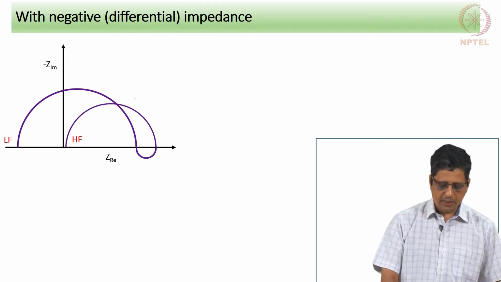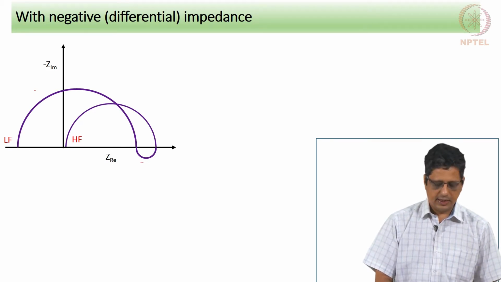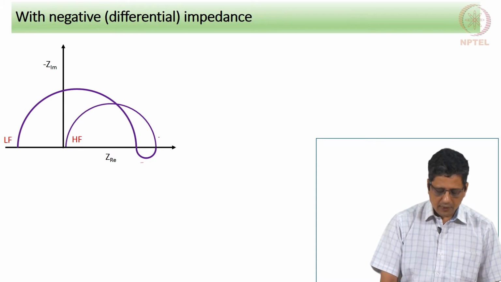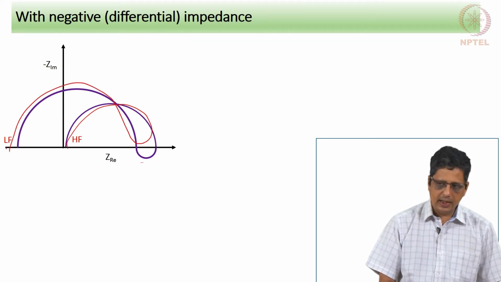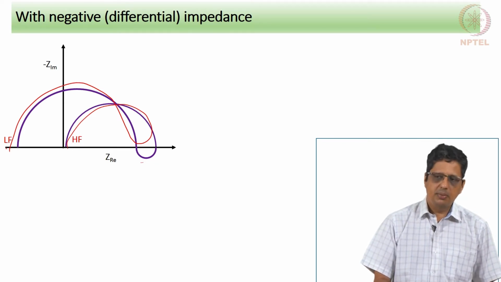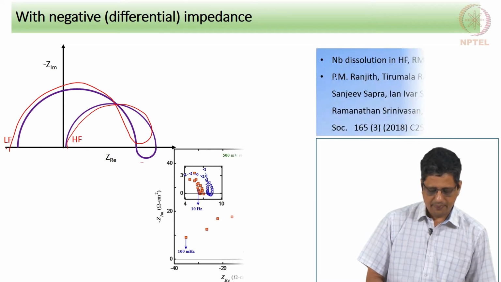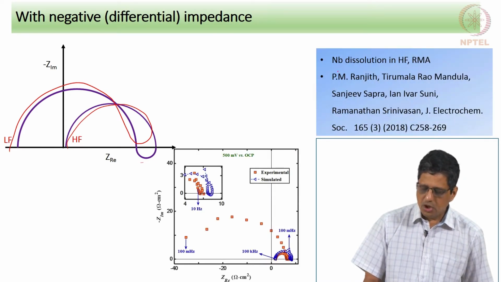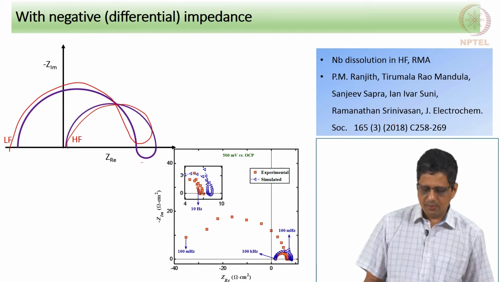Next example shows a capacitive loop followed by an inductive loop followed by a capacitive loop with negative differential resistance at low frequencies. Although I have drawn the inductive loop going below, it is also possible that the inductive loop may appear above this. If you use electrical circuits, you will need an inductor to model this, or you will need to use a Maxwell element with resistance and capacitance, but allow negative values, which is basically saying you need to use an inductor in the circuit. Okay. This was seen for niobium dissolving in HF. This is again from the same publications where we analyzed data of niobium dissolving in HF and tantalum dissolving in HF.